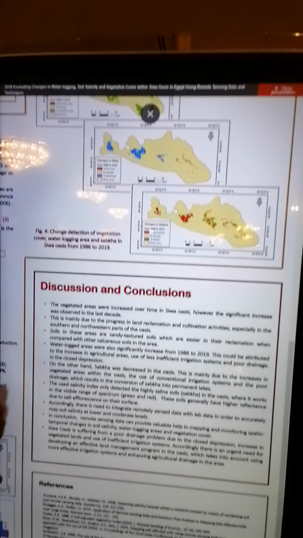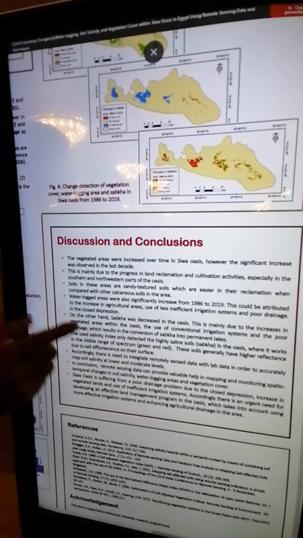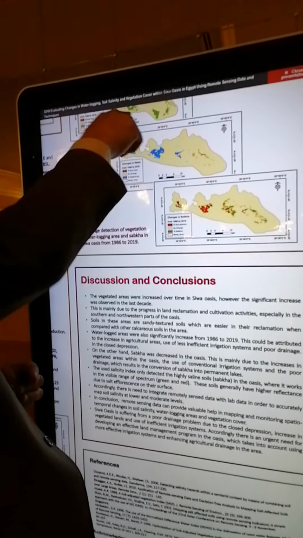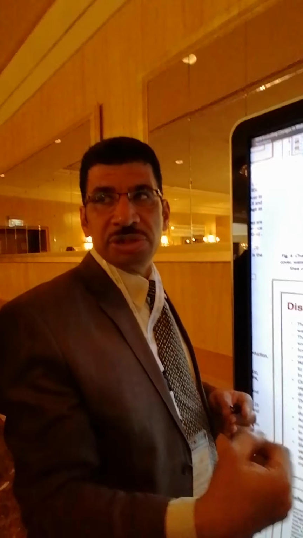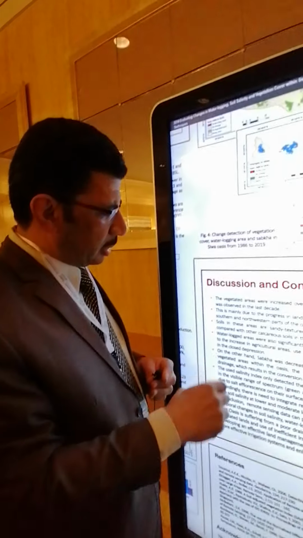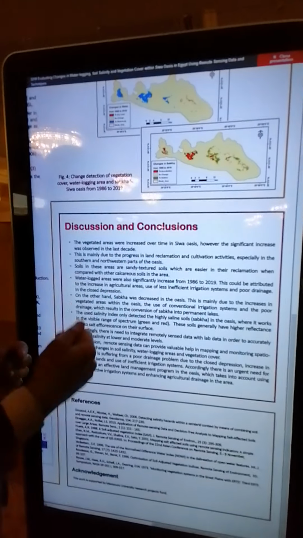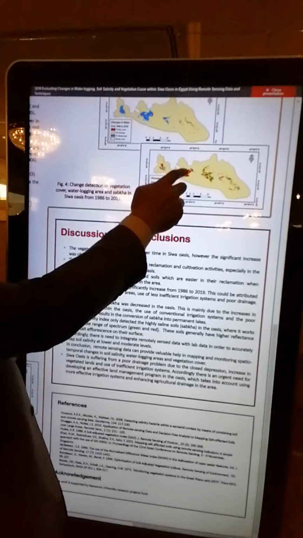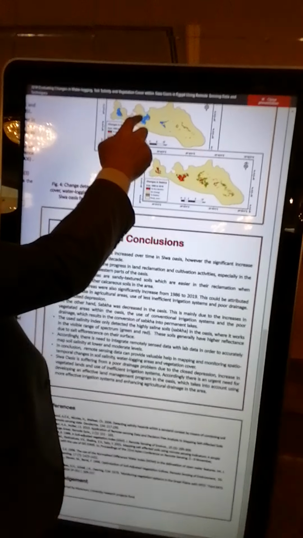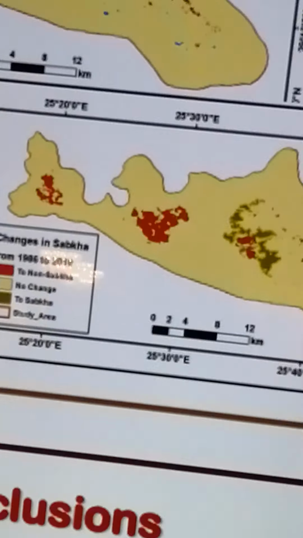Also, I found there is an increase in waterlogged areas, and this could also be contributed to the increase in agricultural lands, the use of inefficient irrigation systems, and also the poor drainage in this closed basin, closed depression. There was a decline in Sabkha areas, and this could also be contributed to the previous factors: the increase in agricultural areas, inefficient irrigation systems, and poor drainage, which results in the conversion of some of the Sabkha areas into permanent lakes.